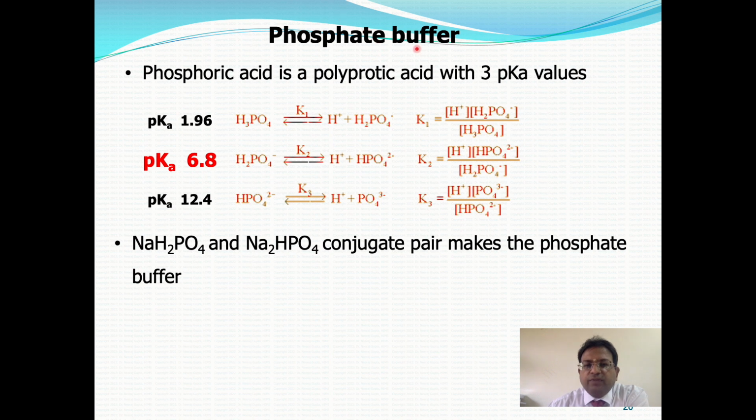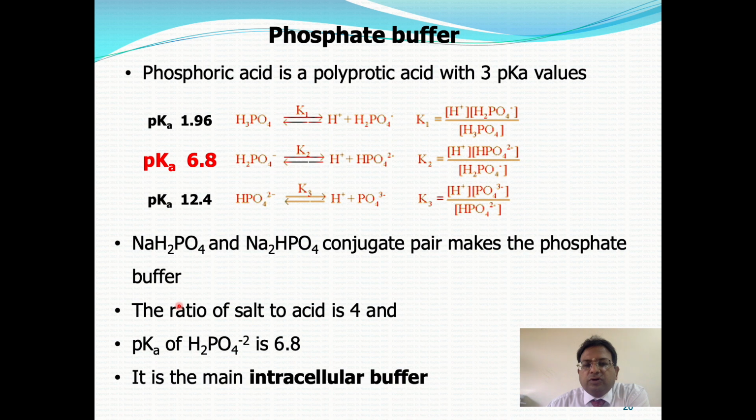Now let's see the phosphate buffer. Phosphoric acid is a polyprotic acid with 3 pKa values, at 1.96, 6.8, and 12.4. The pKa of 6.8 is important to us. Sodium dihydrogen phosphate and disodium hydrogen phosphate, a conjugate pair, make the phosphate buffer, and it is the main intracellular buffer. The ratio of salt to acid is around 4, and the pKa which we are interested in is 6.8.